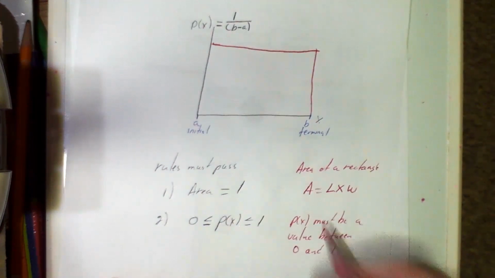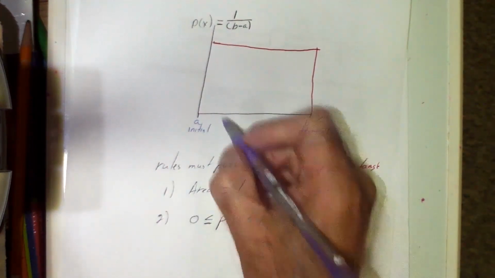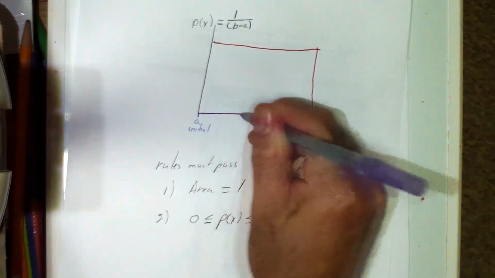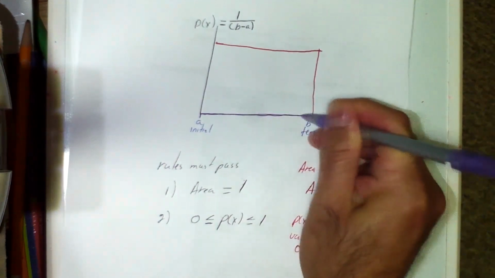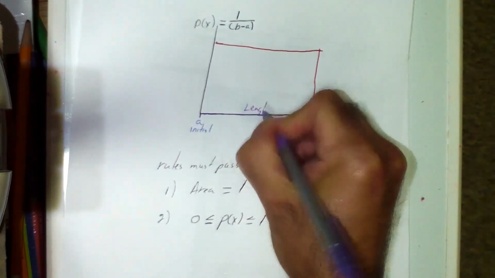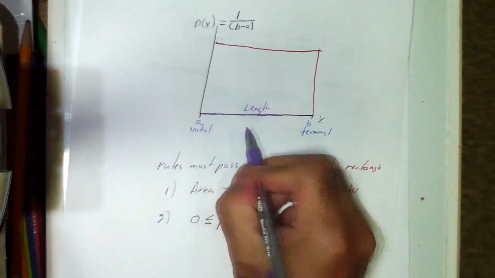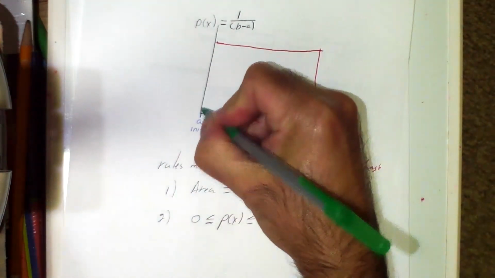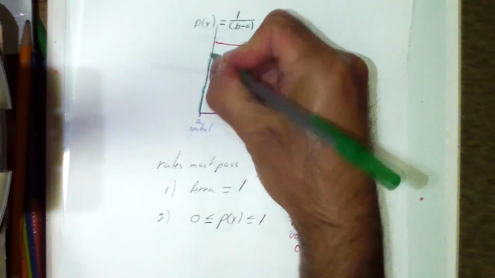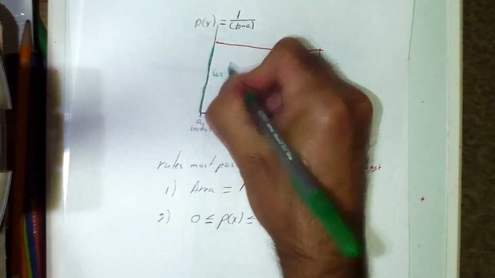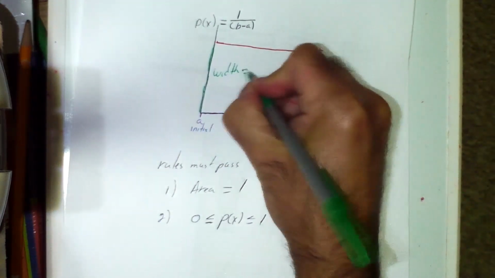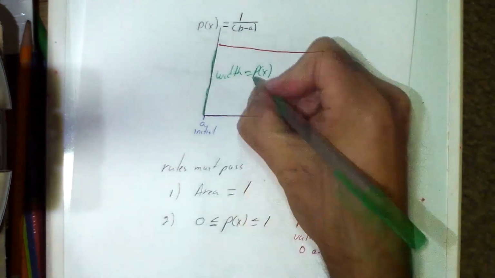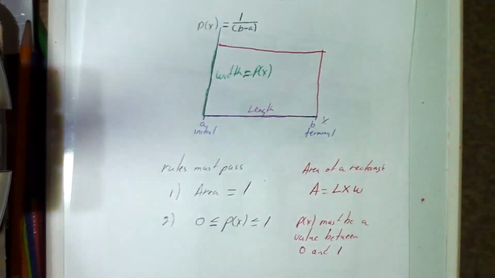The length is considered from the initial to the terminal. That part right there is the length. And the distance from the bottom corner to the top would be your width. So your width is always whatever the P of X number is. That's your width. It's always equal to your P of X.